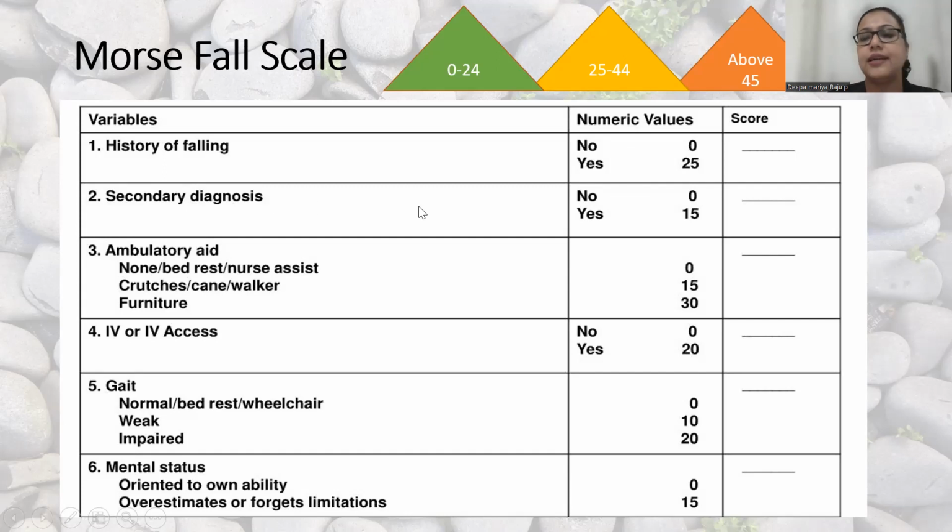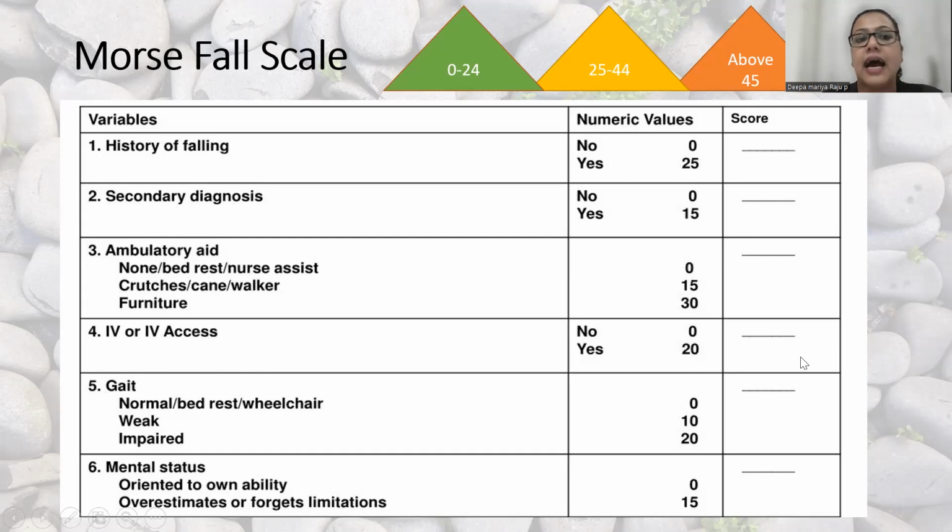Then secondary diagnosis. That means the patient is admitted with a diagnosis and has some other related diagnosis. For example, a CVA patient who has a history of hypertension. That is the secondary diagnosis. If a patient has a secondary diagnosis, the score will be 15. If no, then it will be 0. Ambulatory aid means the help the patient is receiving to get ambulated. If none, bed rest or nurse assist, the patient is not moving, so it will be 0. If the patient uses crutches, cane or walker, then it is 15. And if the patient is holding the furniture and moving, then it is 30.